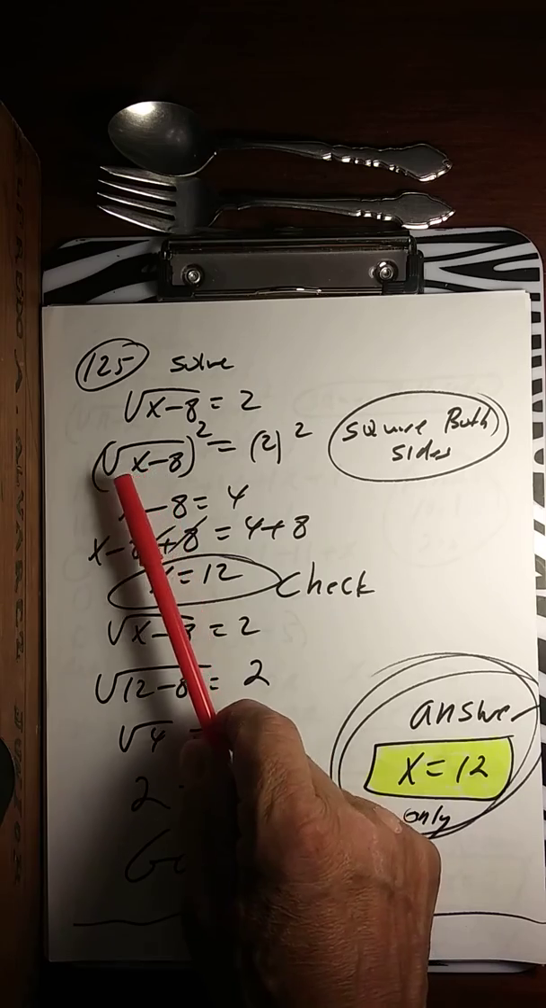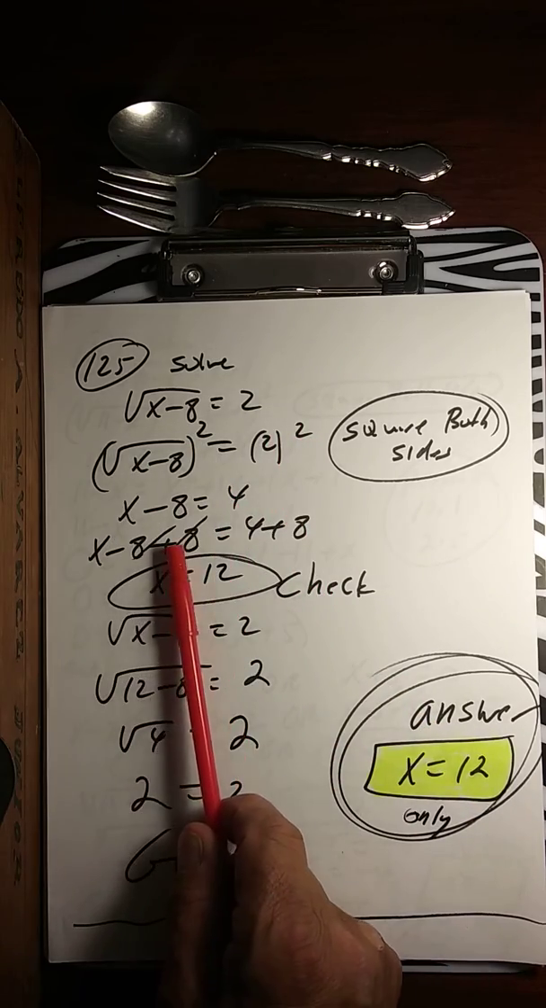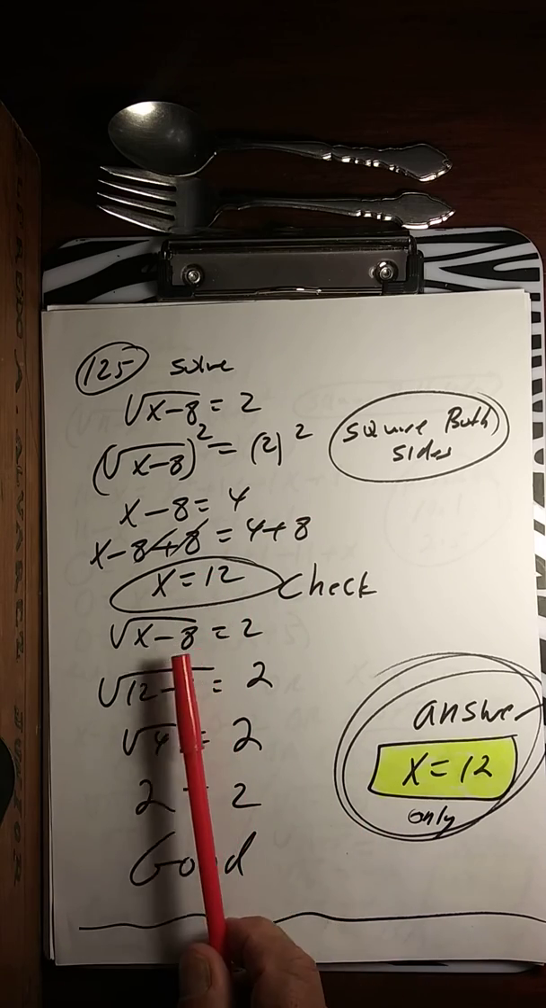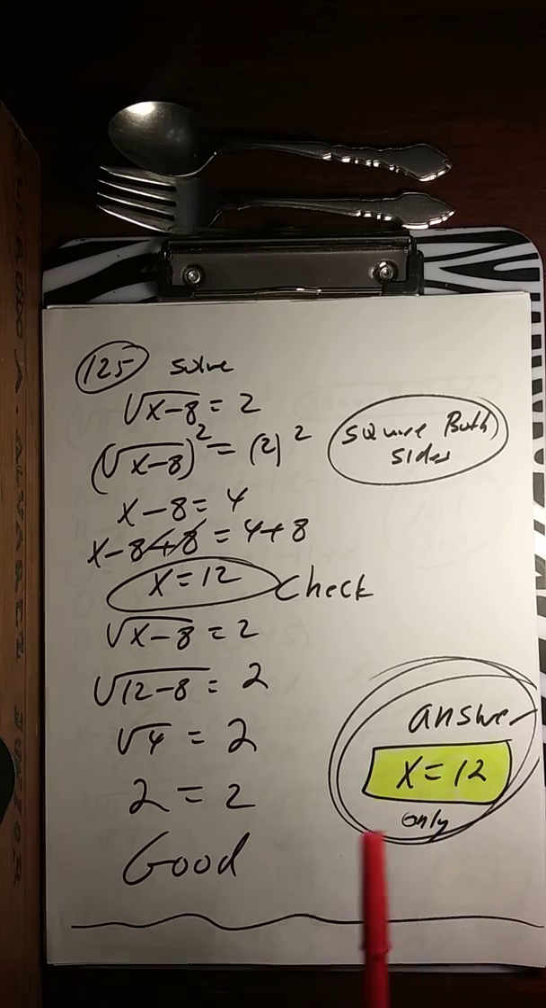Square both sides of this. Square root of x minus 8 squared. Square root of that one squared. x minus 8 equals 4. Add 8, add 8. x equals 12. Put it in there. 12 minus 8 is 4. Square root of 4 is 2. 2 equals 2. Yes. Matches. So the answer is 12.